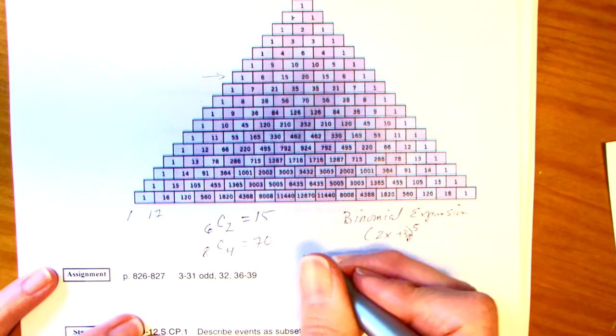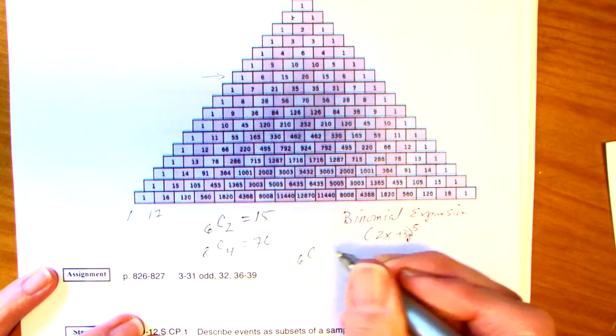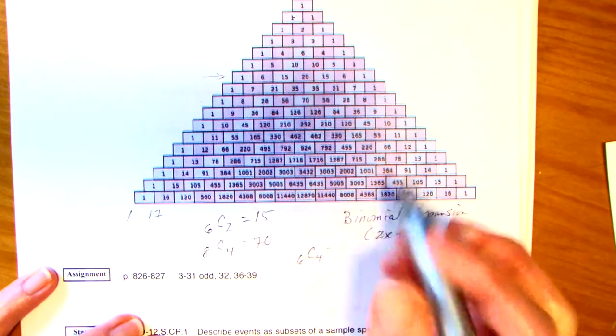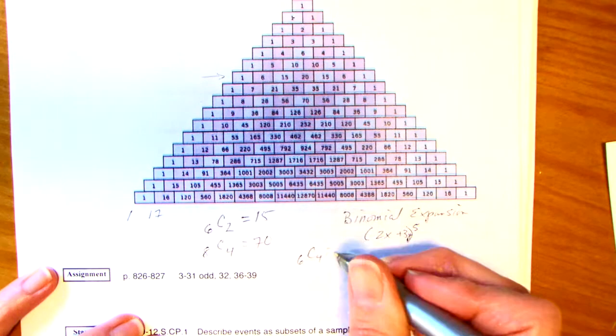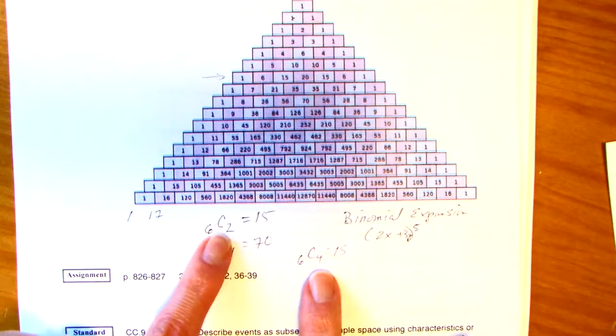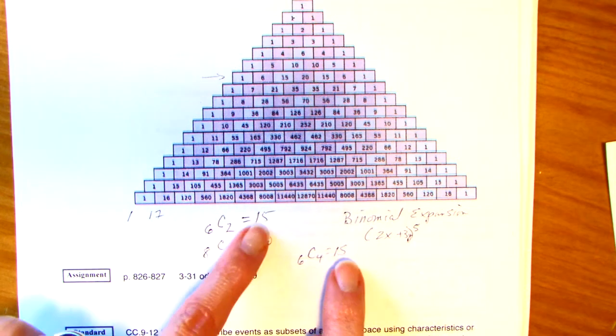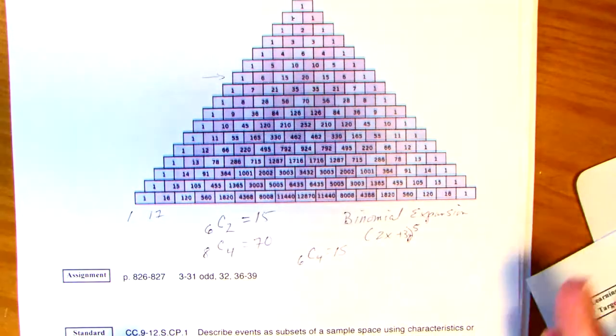I also want to do 6C4. So go back to row 6. 0, 1, 2, 3, 4. We get 15. What do you notice about these two? They're the same. Okay? And also, look at this. 2 plus 4 is 6. The reason they're the same is because Pascal's triangle is symmetrical. So that's always going to happen.